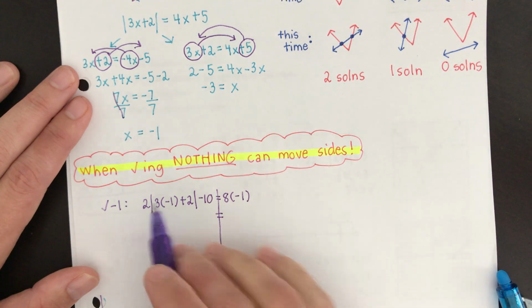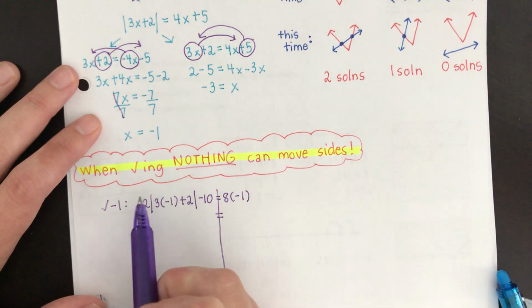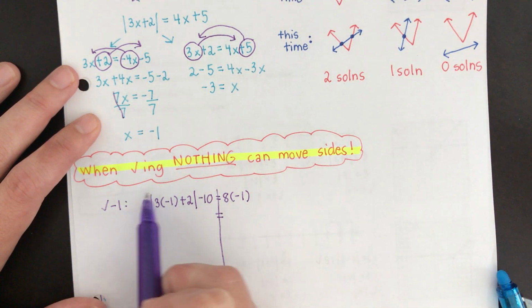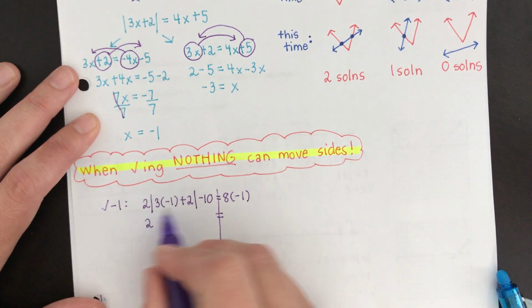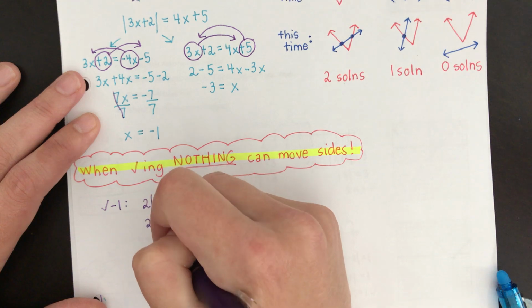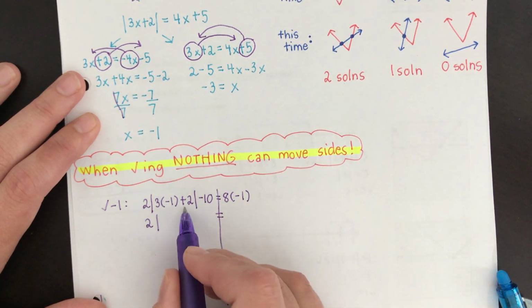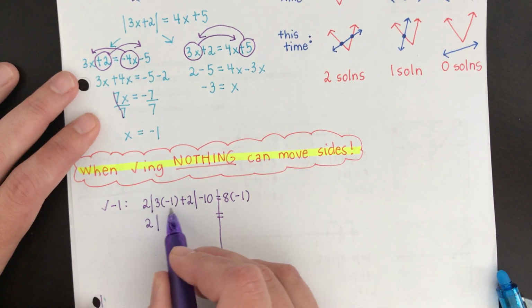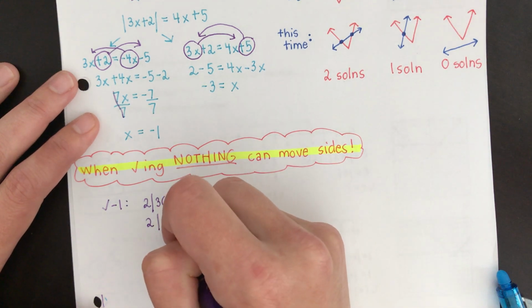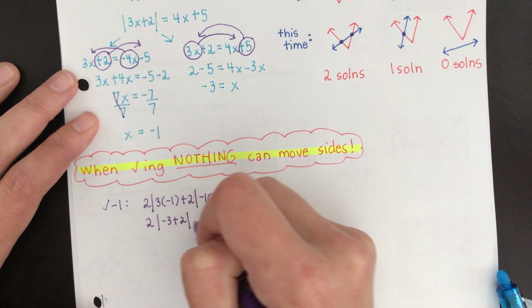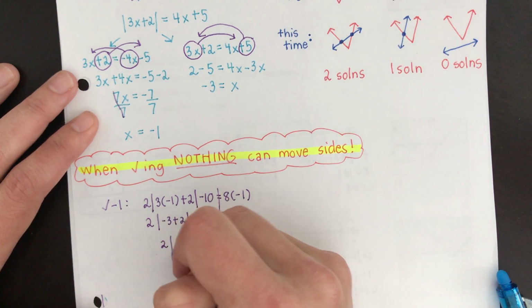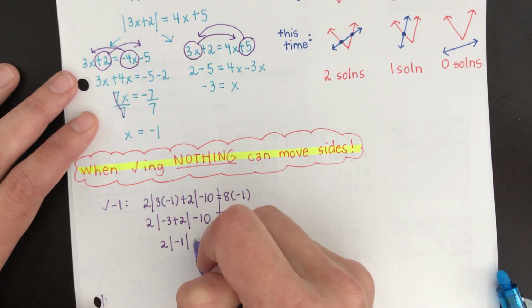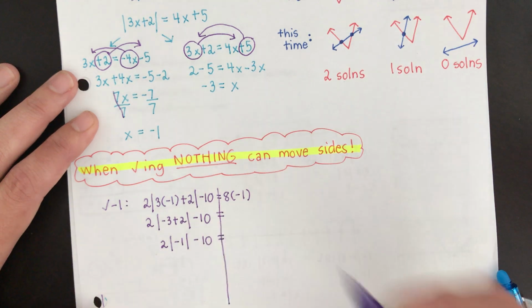So here, and again, hold on, let me just say, never, ever, ever can I distribute in. Those absolute value bars act like parentheses here, meaning we take care of what's inside first. So 3 times negative 1 is negative 3. So we've got negative 3 plus 2 inside the bars, and that becomes negative 1, and then minus 10 equals.